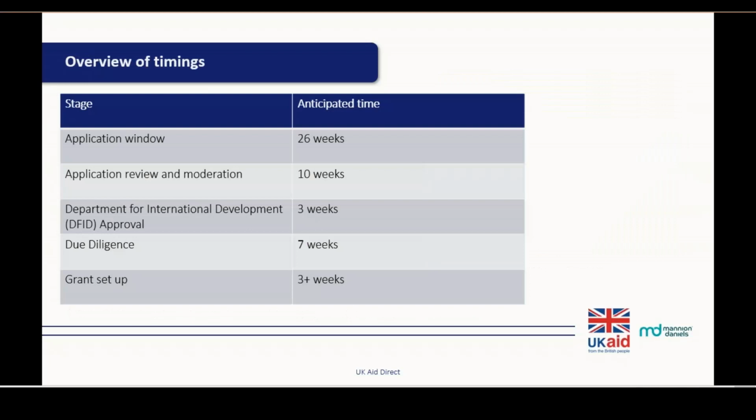So here's an overview of rough timings. Just to note, these are anticipated timings. The only one that is set in stone is the first one, which is the application window, because we do know that it's going to be open for 6 months, but everything else is anticipated, and sometimes timings do move, sometimes they're shorter, sometimes they're longer, but I think that's important to outline. So we've got the application window open for 26 weeks.